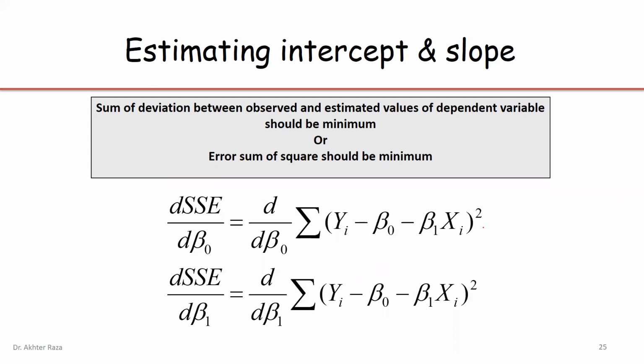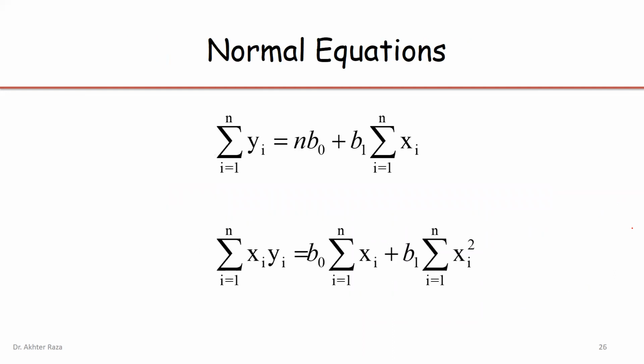So the derivatives are to be computed and equated to 0. Equation number 1 will be obtained, and the derivative with respect to beta 1 is to be computed and equated to 0, and equation number 2 will be obtained. These two equations are known as the normal equations: the first normal equation and the second normal equation. These two normal equations can be solved simultaneously to get the values of beta naught and beta 1.